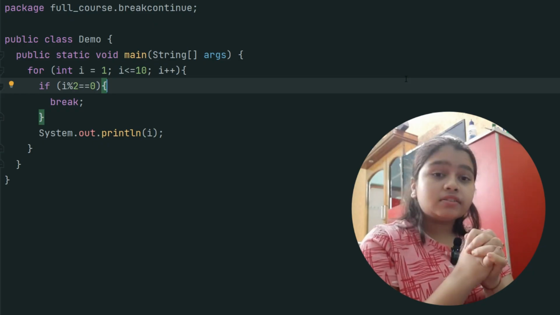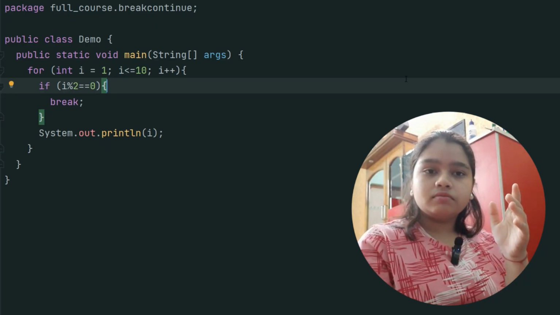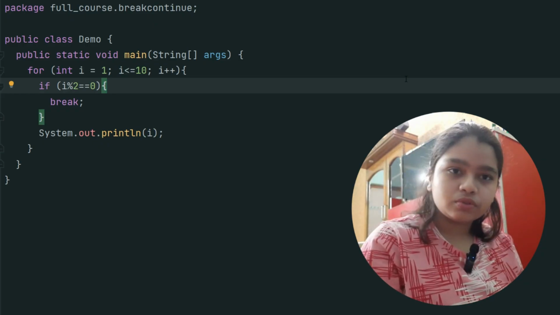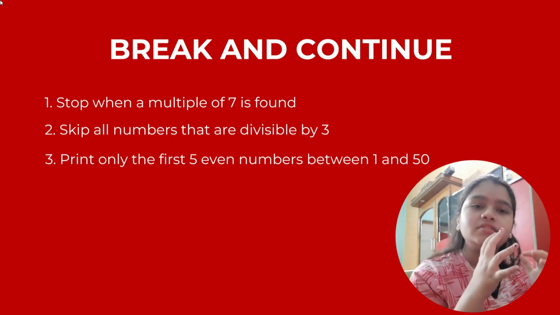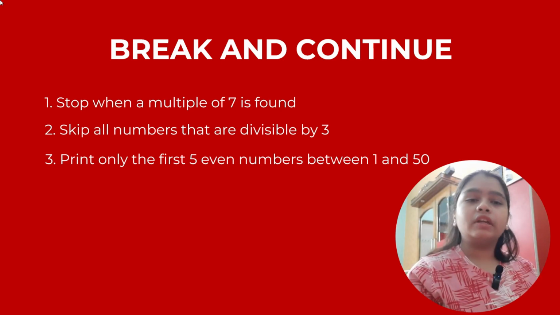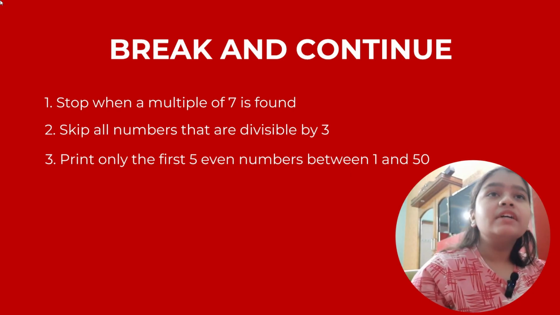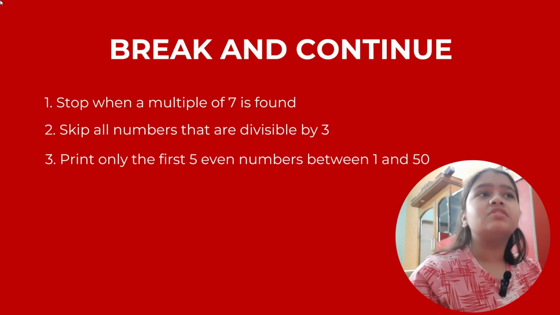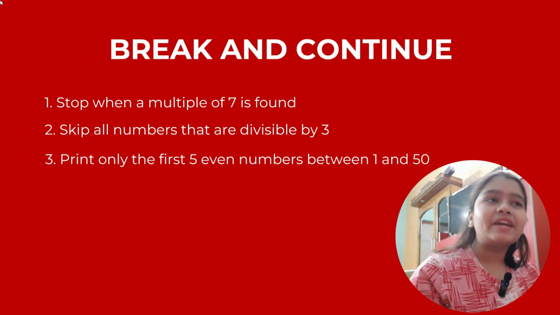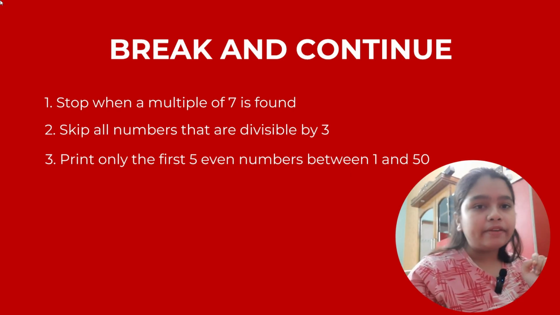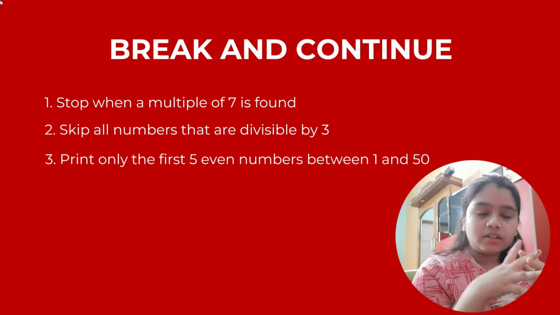Now your task will be to print the even numbers using break and continue or whatever you want to use. These are 3 programs that you can practice in your own system to understand break and continue much better. The first program is stop when a multiple of 7 is found. The second program is skip all numbers that are divisible by 3. And the third program is print only the first 5 even numbers between 1 and 50. I hope you can do them if you understood this video.